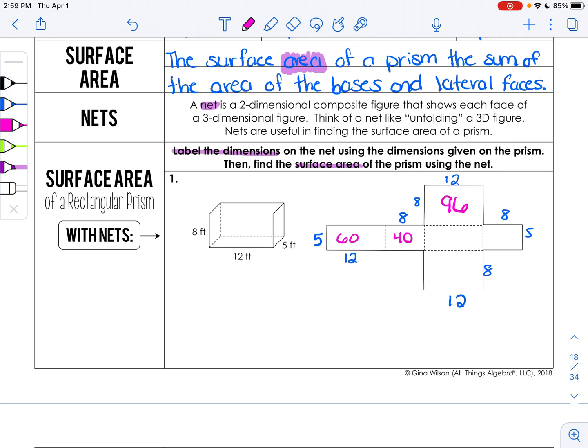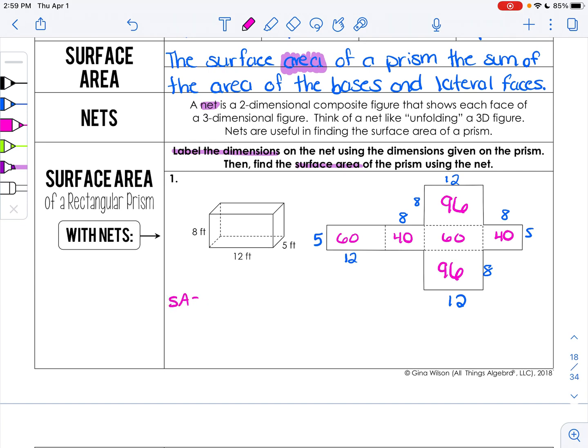So 12 times 5 is, again, 60. And then this one, 8 times 5 is 40. And then this last one, 12 times 8 is 96 again. So we have 6 faces. We want to add those areas together.